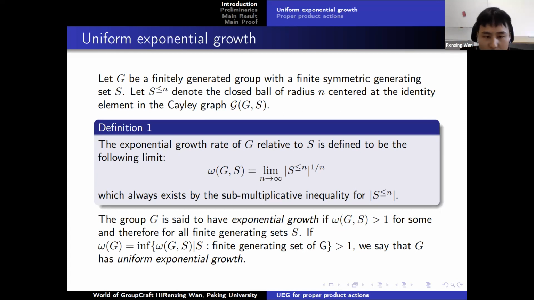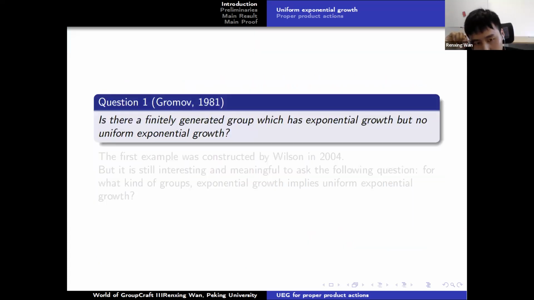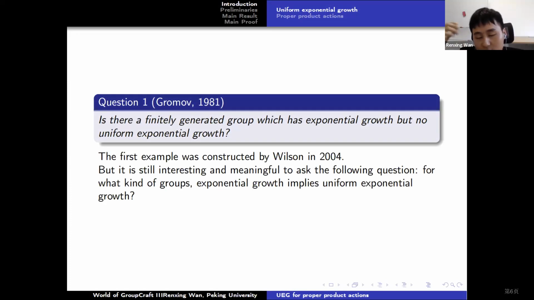A classical question proposed by Gromov in the 1980s is: is there a finitely generated group which has exponential growth, but no uniform exponential growth? This question was solved by Wilson in 2004. He constructed an example that has exponential growth, but no uniform exponential growth. Sometimes we call it a Wilson group now.